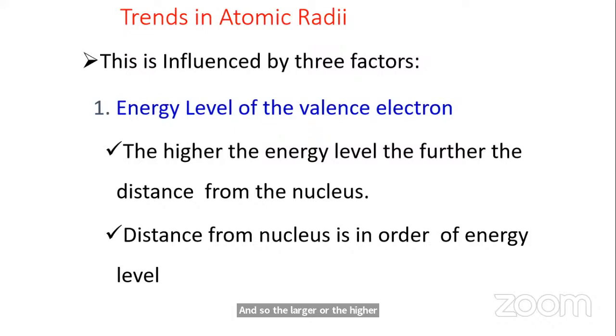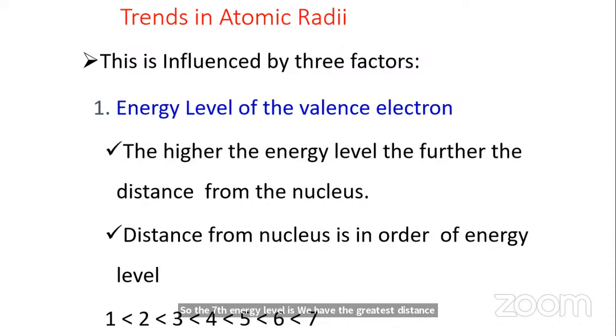And the distance from the nucleus is actually placed in order of the energy level. For instance, if an electron is in the first energy level, it is closer to the nucleus than if it is in the second energy level. And if it is in the second, it is closer than the third. The third is closer than the fourth. So the seventh energy level is where we have the greatest distance from the nucleus. Now we are looking at the seventh energy level, because you remember I mentioned that in the periodic table, as we have now, we have 7 horizontal rows. We have 7 periods. And each period represents an energy level.